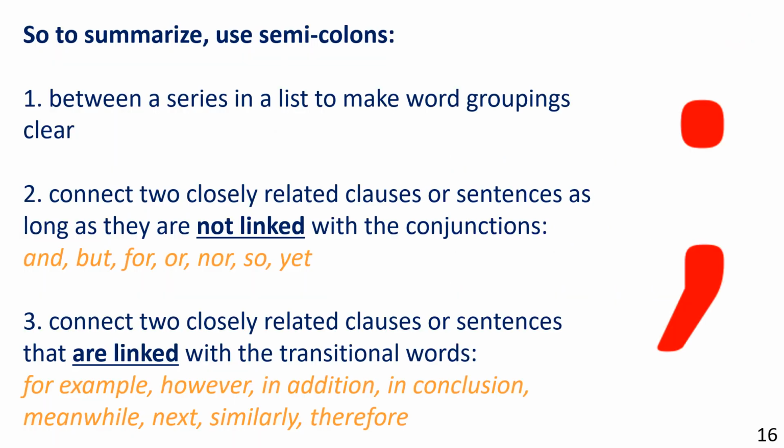So, to summarize, use semicolons, 1, between a series and a list to make word groupings clear, 2, to connect 2 closely related clauses or sentences, as long as they're not linked with the conjunctions and, but, for, or, nor, so, or yet, and 3, to connect 2 closely related clauses or sentences that are linked with the transitional words, for example, however, in addition, in conclusion, meanwhile, next, similarly, therefore.